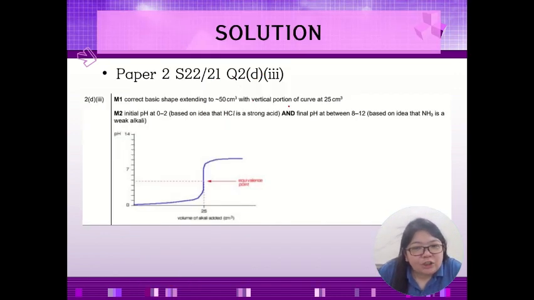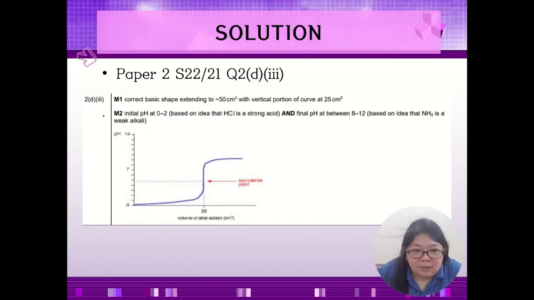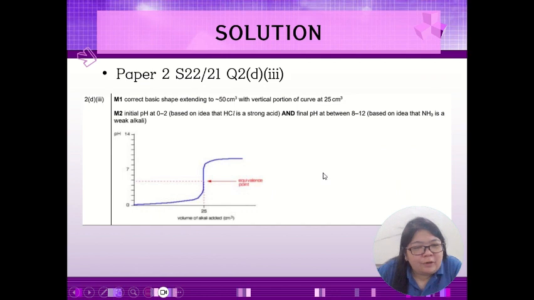With vertical portion of curve at 25, right? 25, okay? So remember, this is very important. Second mark, initial pH at 0 to 2, because HCl is a strong acid. So 1 is the safest, so I start with 1, which is correct. And final pH between 8 to 12, because ammonia is a weak base. So again, this is correct. If I had extended my graph to 50 just now, I would have gotten both the marks, right?